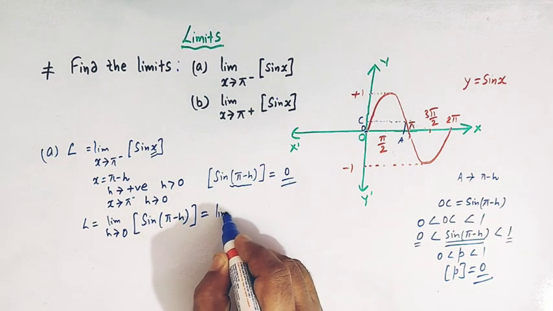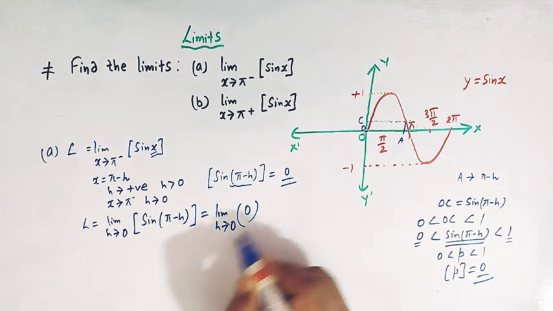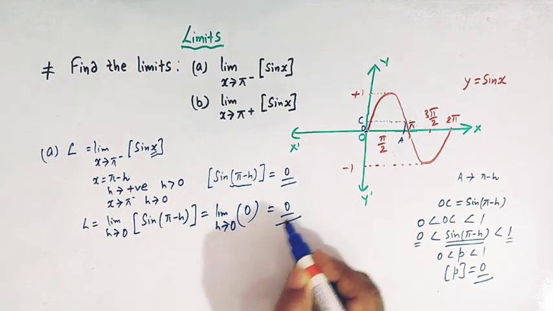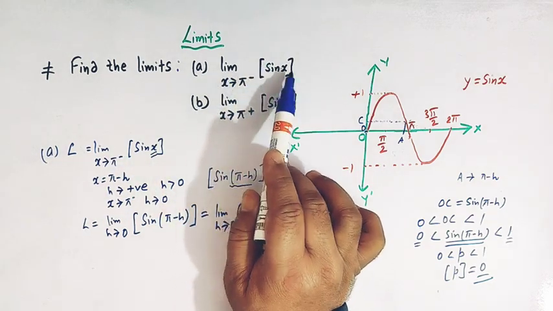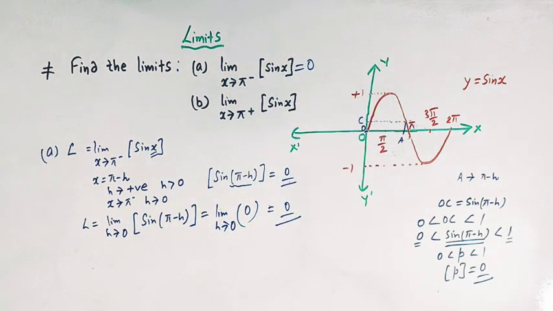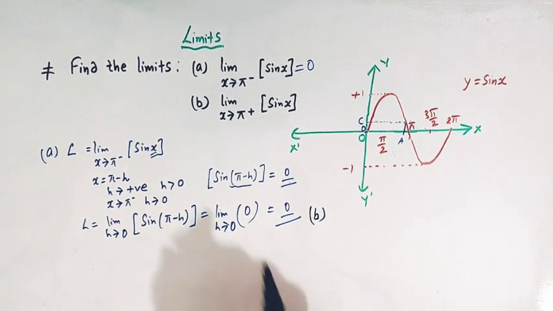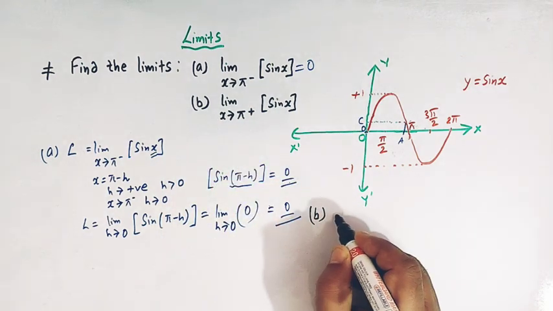So we have the limit as h tends to 0, and here we have 0, right? So this is equal to 0. So the value of the limit as x tends to pi minus of the greatest integer of sine x is equal to 0, right? Now let us take the second limit. So now let us denote this limit by r, right?